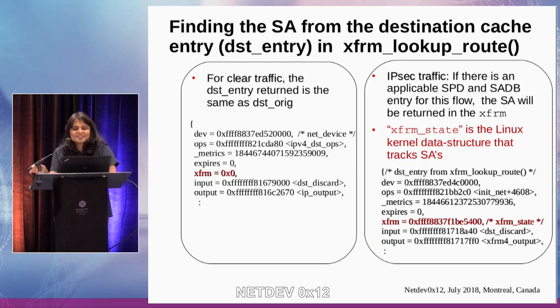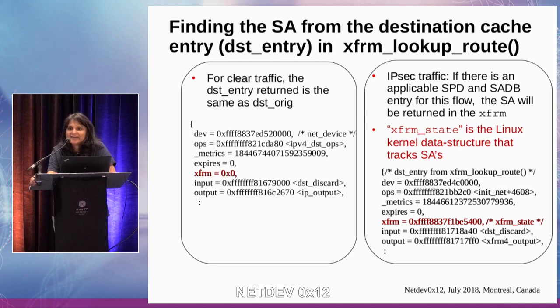Essentially what happens is it will call xfrm_lookup_route and see if there is a policy which applies. If there is no policy, which is the common case, the clear traffic case, the routing table lookup is going to come back with a success, and it's going to come back with a destination cache entry, which Linux calls a dst_entry.